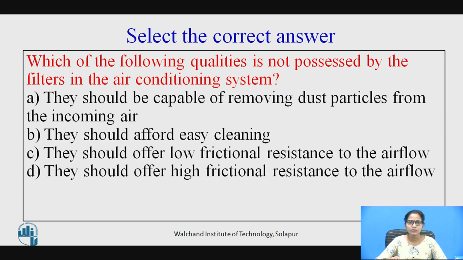These are the MCQs. Which of the following qualities is not possessed by the filters in the air conditioning system? Below are the options. First, they should be capable of removing the dust particles from the incoming air. Second, they should afford easy cleaning. Third, they should offer low frictional resistance to the airflow. Fourth, they should offer high resistance to the airflow. Let's see what is the right answer for that. Yes, this is the right answer.